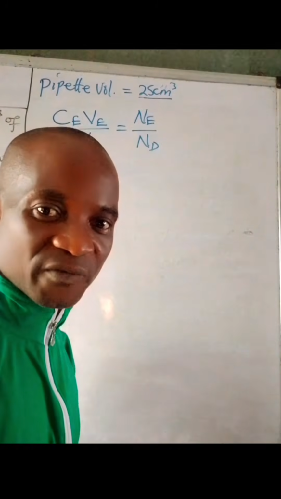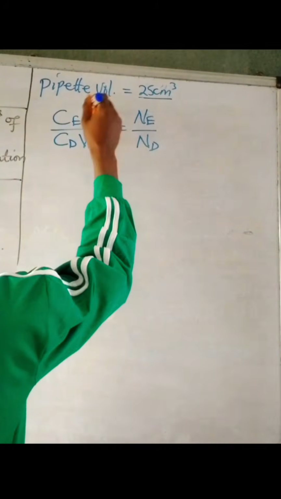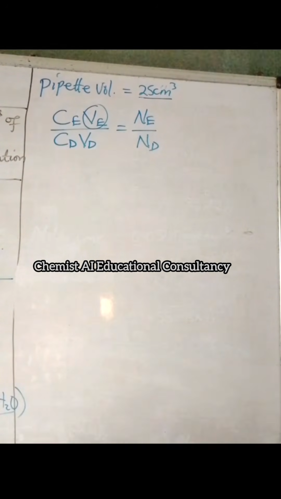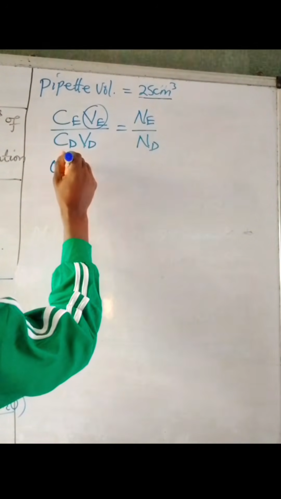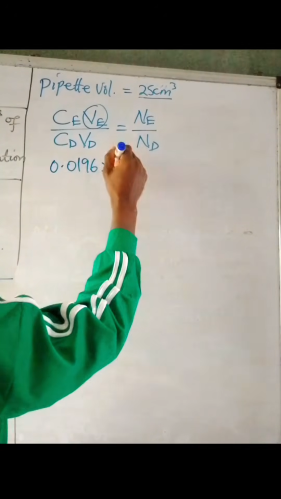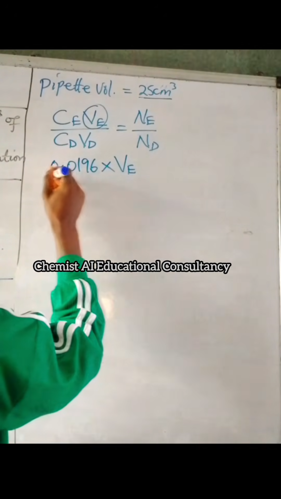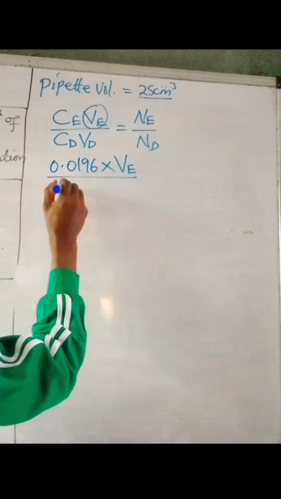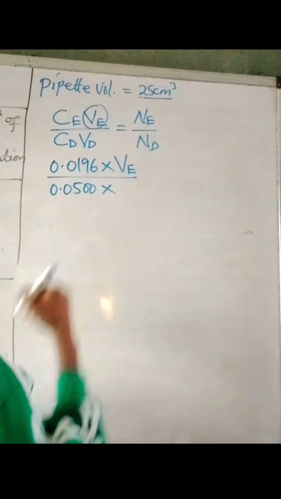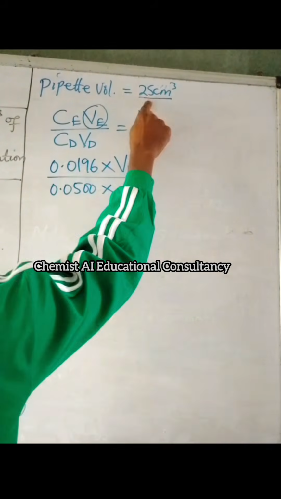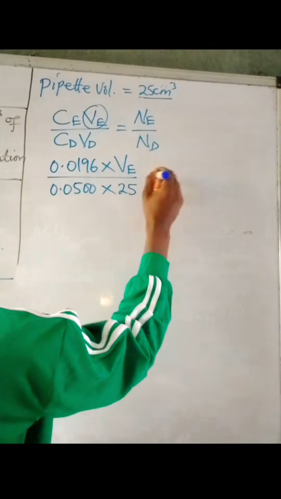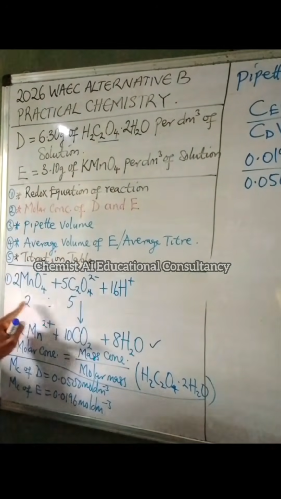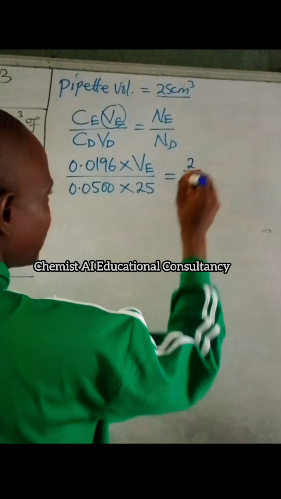The average volume of E is the average titer, and that is what we have to calculate. Ce is the molar concentration of E, which we got as 0.0196 times Ve we are yet to calculate, divided by Cd, concentration of the ethane dioic acid, which is 0.0500, times Vd, volume of ethane dioic acid, which is the pipette volume, right? 25 equals Ne over Nd. This is the E and this is the D. So we have 2:5. 2 over 5.